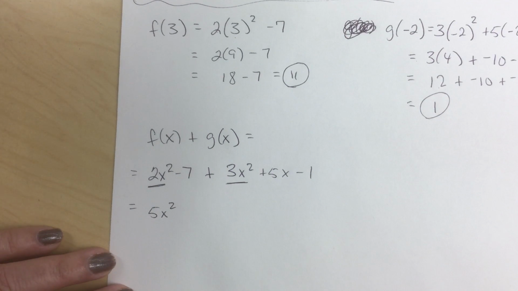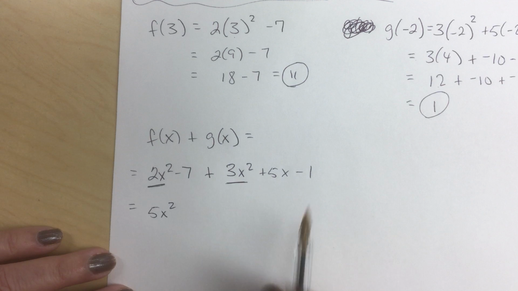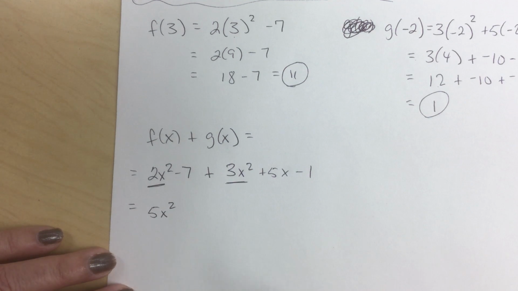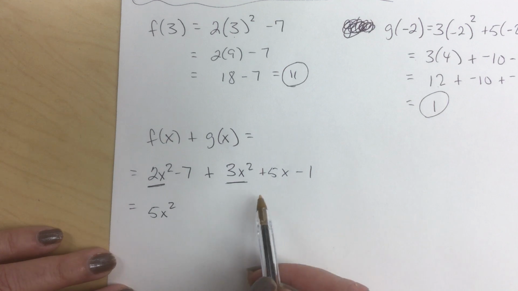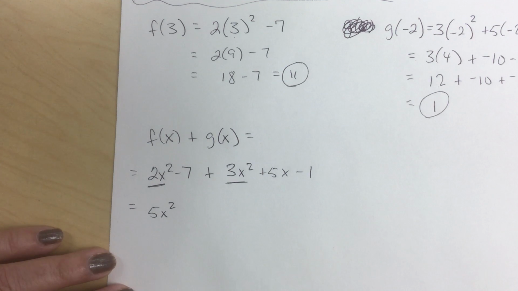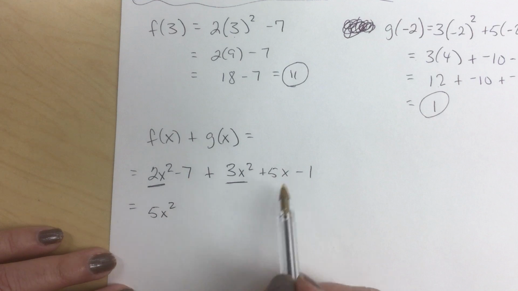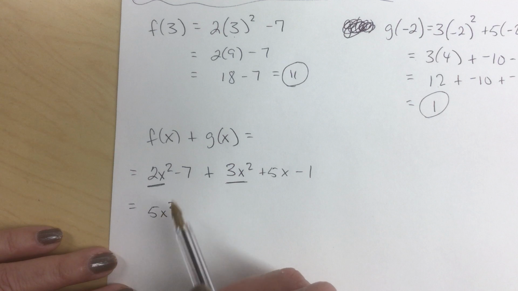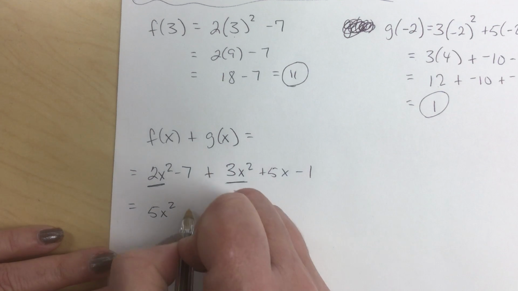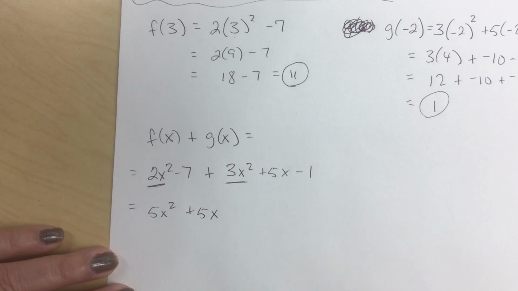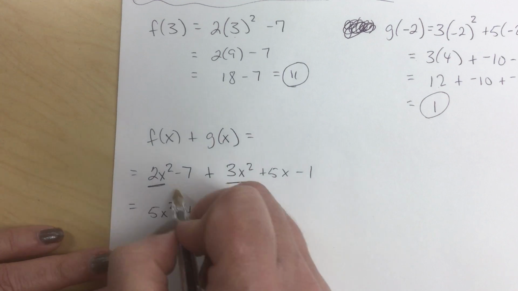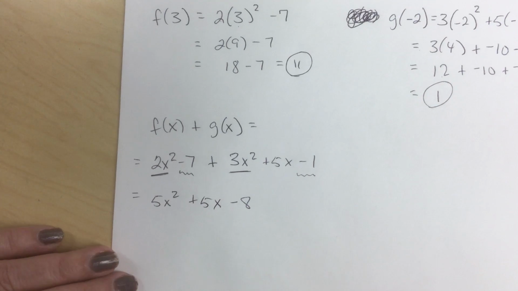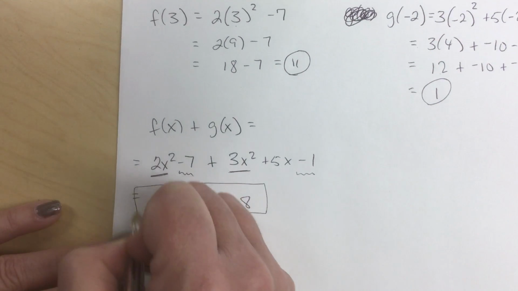Okay. We've combined like terms with x's and numbers. We haven't worked with x squared much, but you do it just the same way. If we had a 5x plus a 7x, you'd add those numbers together. Same with the x squared. So 2x squared plus 3x squared is 5x squared. Then the next thing is a 5x, and I don't have any x's to add to that. And then I have a negative 7 and a negative 1, so that's a negative 8. So this is my new formula.